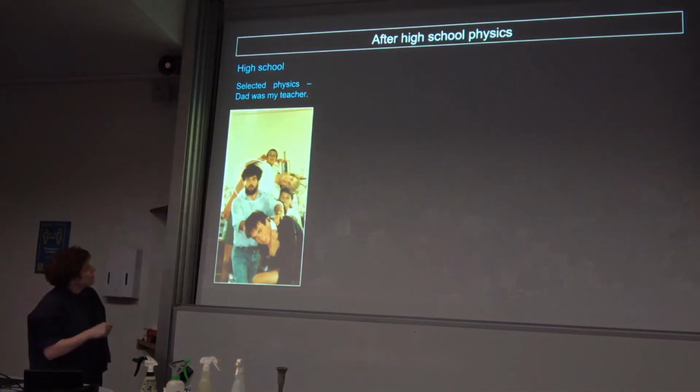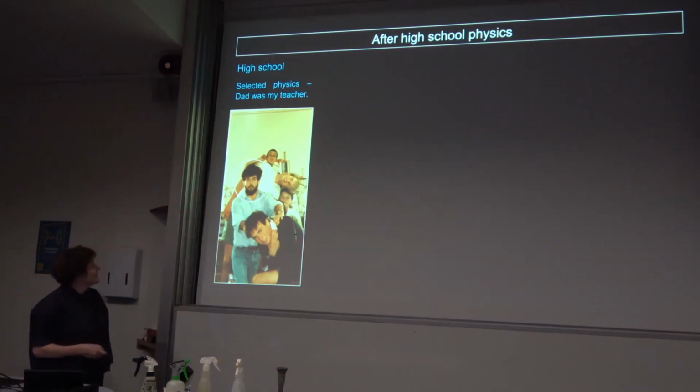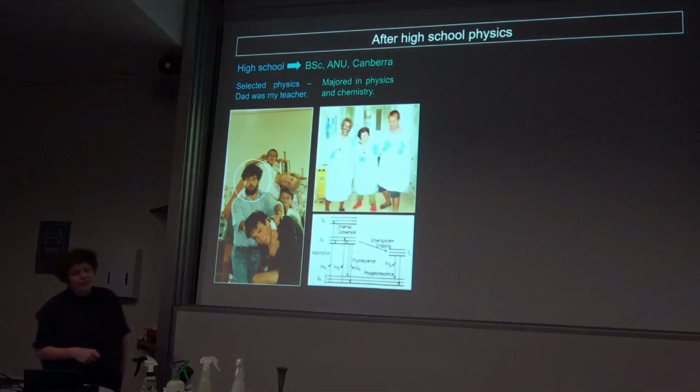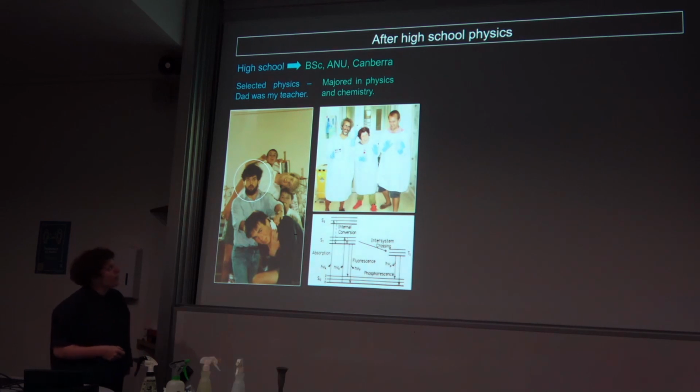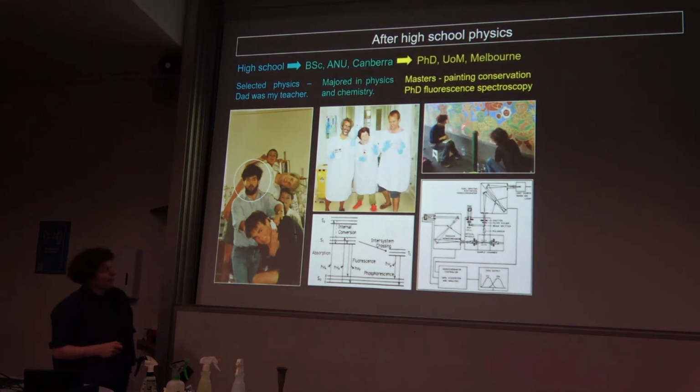So this is a picture of my dad, who was actually my physics teacher, so that's why I selected physics in year 11 and year 12. And then after that, as a result of taking physics and maths, I enrolled in a Bachelor of Science at ANU in Canberra, where I majored in physics and chemistry, and that's where I first learnt about fluorescence and became interested in it. And then after that, I moved to Melbourne and studied. I departed from traditional science and did a master's in painting conservation, which again still came back to being related to fluorescence, and I'll tell you more about that.